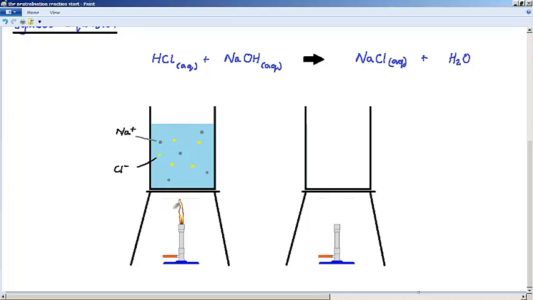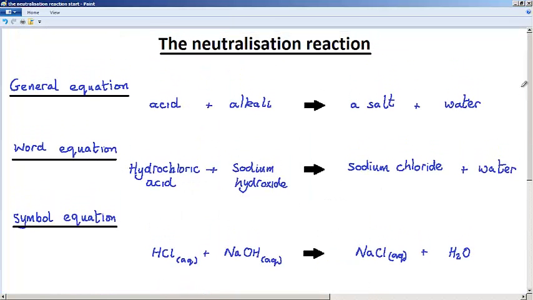Okay, so what's going to happen when we heat the solution? Well, the water will start to evaporate. Okay, all of the water molecules will evaporate, and as they do so, these sodium and chloride ions will join up again to form salt, or a residue of crystalline salt at the bottom of the beaker. So we've actually been able to obtain a sample of sodium chloride by neutralising hydrochloric acid with sodium hydroxide.